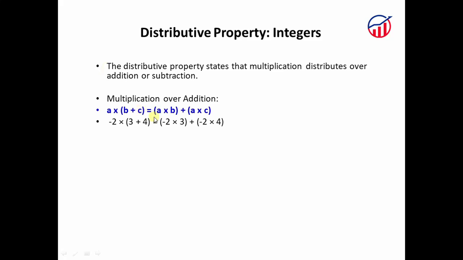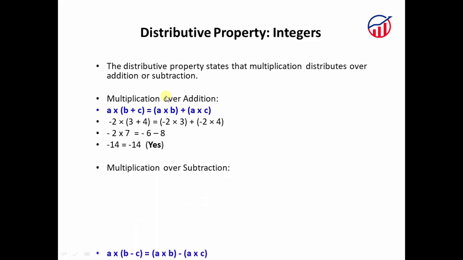Now first let's check out the bracket. So it's minus 2 into 7, and here on the RHS it's going to be negative 6 and negative 8. So when you solve this, you have got 7 2s are 14 on the LHS, and on the RHS also minus 6 plus minus 8 is 14. Since the LHS and the RHS are the same, you will call that the distributive property, that multiplication distributes over addition. Then you check out the same thing over subtraction.